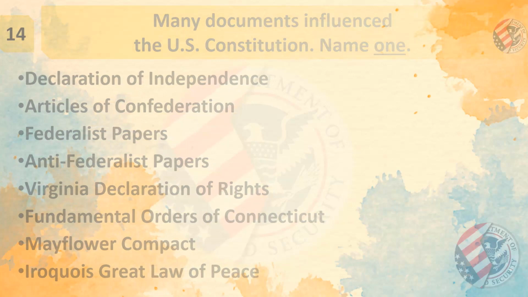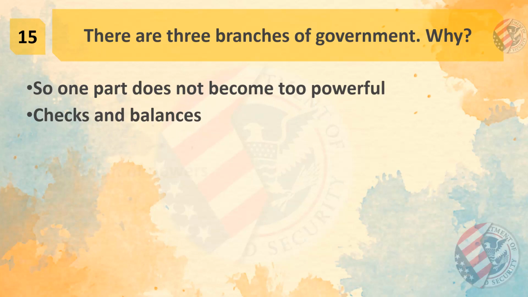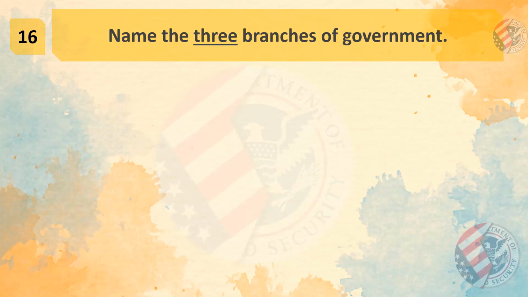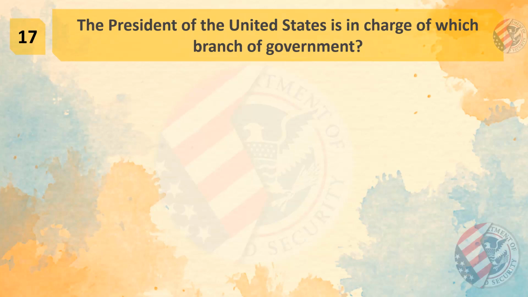There are three branches of government. Why? So one part does not become too powerful. Checks and balances. Separation of powers. Name three branches of government. Legislative, executive, and judicial. Congress, president, and the courts. The president of the United States is in charge of which branch of government? Executive branch.